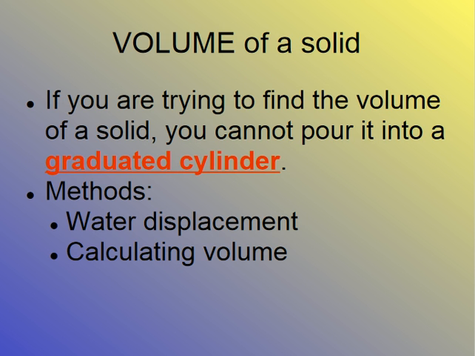So, the volume of a solid. If you're trying to find the volume of a solid, you cannot pour it into a graduated cylinder. Well, unless it's small enough. But let's take my keys for example. My keys are really an odd shape, and you can't just dump them into a graduated cylinder, which is one of the tools that we use to measure volume with. There's actually a method for finding the volume of irregular shaped objects, such as my keys, and we're going to use a graduated cylinder for that. It's called the displacement method, or the water displacement method, and we use this method to calculate the volume.